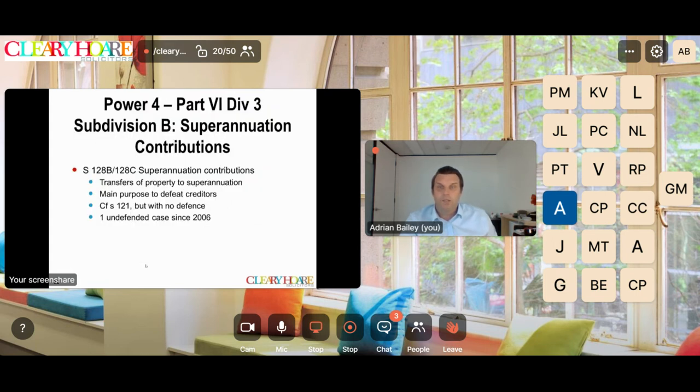Coming back to superannuation contributions, again, the main purpose in that has to be to defeat the creditors. So it's not very widely litigated in terms of that. For the most part, it's recognised that superannuation is safe.